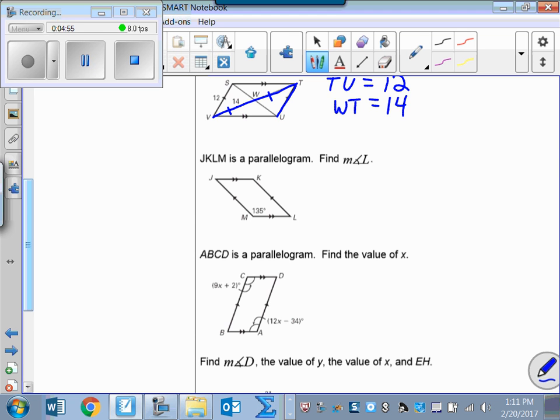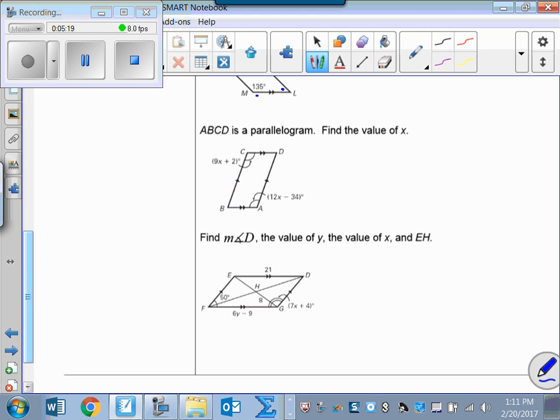JKLM is a parallelogram. Find the measure of angle L. Well, L is consecutive to angle M. What did we learn in the theorem about consecutive angles? They're supplementary. So the measure of angle L is going to be 180 minus 135, which is going to be 45 degrees. Okay.